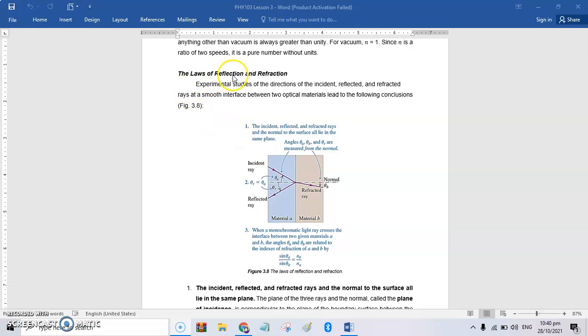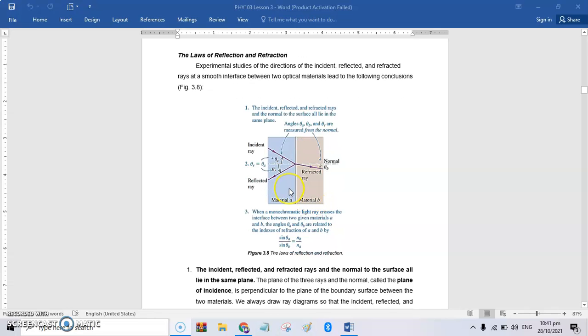Next is the laws of reflection and refraction. Experimental studies of the directions of the incident, reflected, and refracted rays at a smooth interface between two optical materials lead to the following conclusions. And in this figure, the materials are A and B. It is either B glass or air or water.